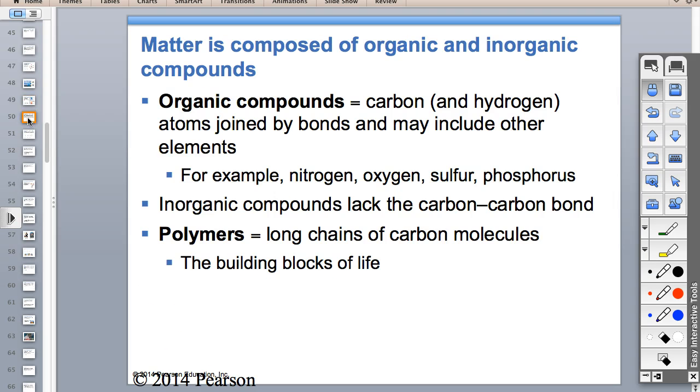All right, organic compounds contain carbon, and they're joined together. Usually they're joined together with hydrogen, nitrogen, oxygen. Oh, there it is, hydrogen. That's kind of the big one.